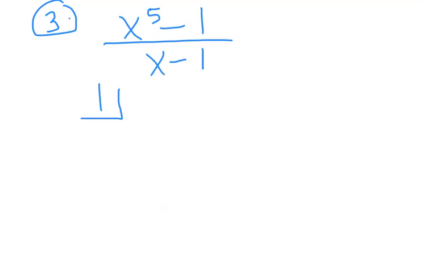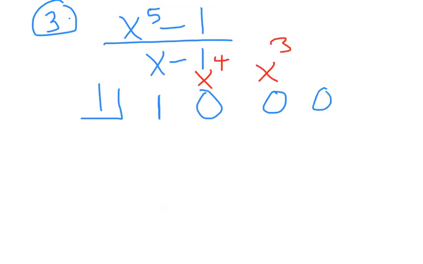So x to the 5th has a coefficient of 1. The next term down should be the 4th power. It's missing, so fill in a 0 for it. That represents x to the 4th. The next one down should be x to the 3rd. It's missing, so you want to fill in a 0 to hold its place value. Next one down should be x squared. That's also missing, so fill in a 0. And then the next one down should be x. That's also missing, so fill in a 0 to hold its place value. And then last but not least, the negative 1. So now you have your setup.